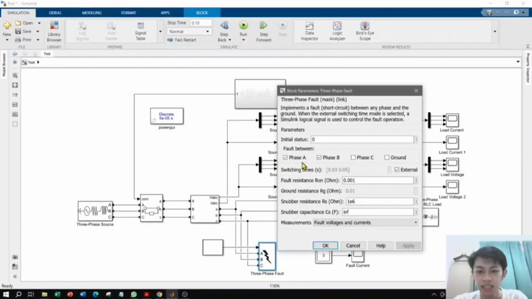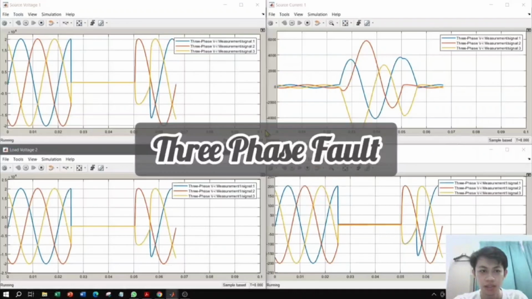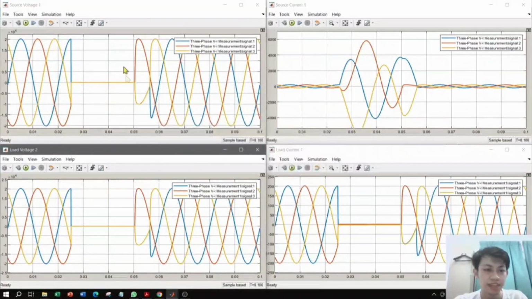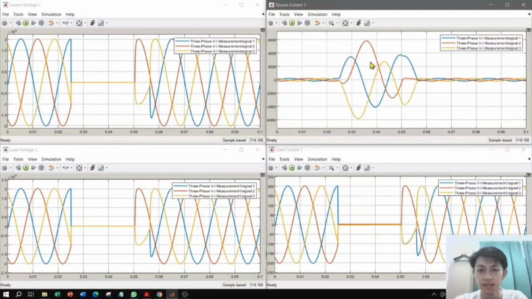For the last case, it is between phase A, phase B, and phase C to simulate the three-phase fault. Okay, so this is the result. As we can see, this is the source voltage. When the three phases are directly in contact with each other, the voltage will be 0 for the three phases, and the fault current is here. We can see it is very high and very messy between the three phases in the system.